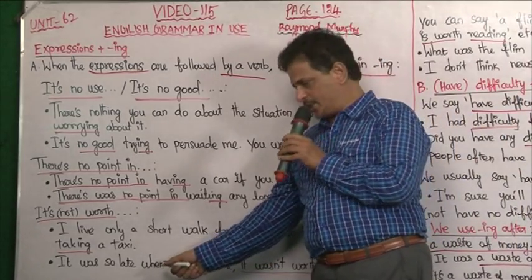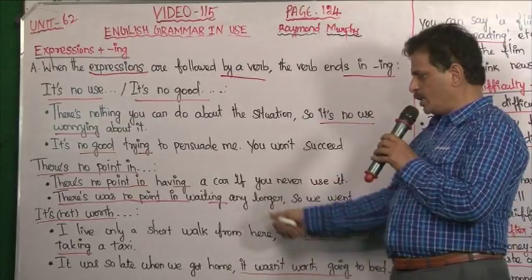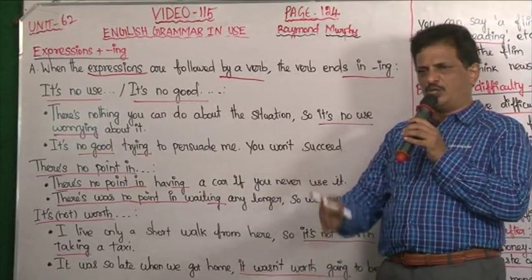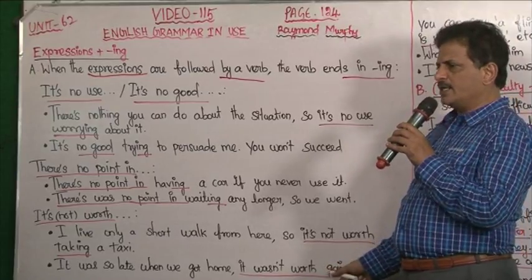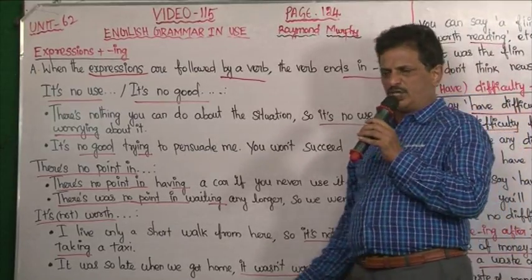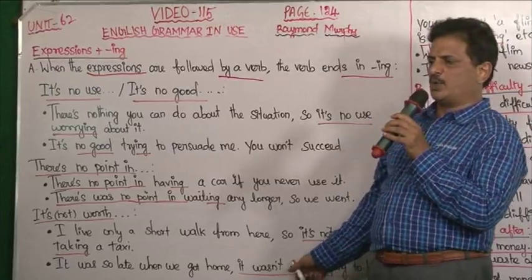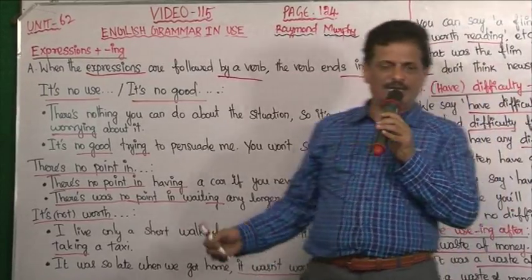It was so late when we got home. When we went home, it was so late. It wasn't worth going to bed. It is no use going to bed. It wasn't worth going to bed. After it wasn't worth, you are using verb plus ing.